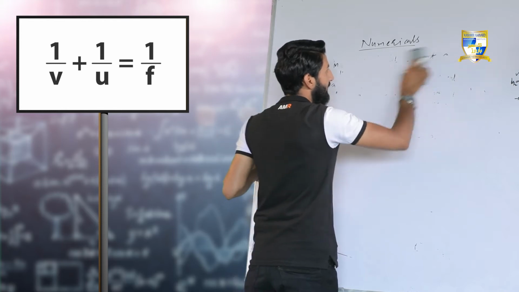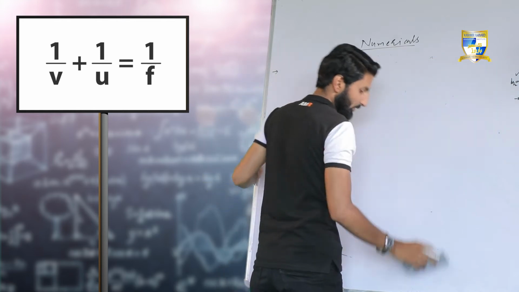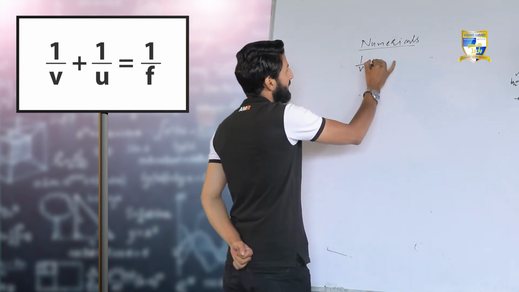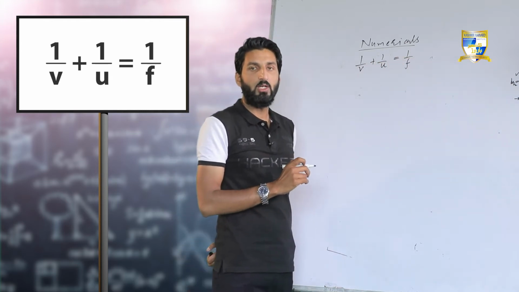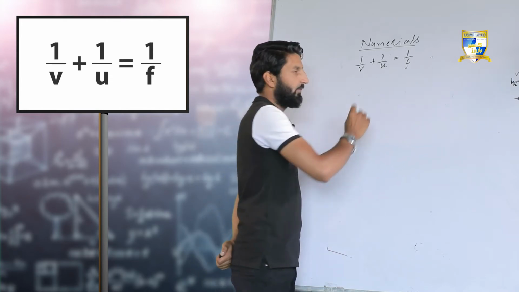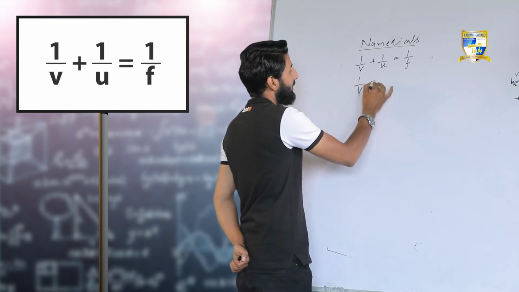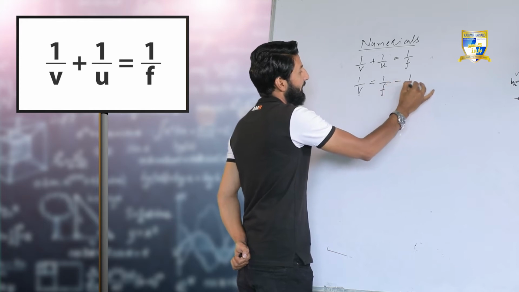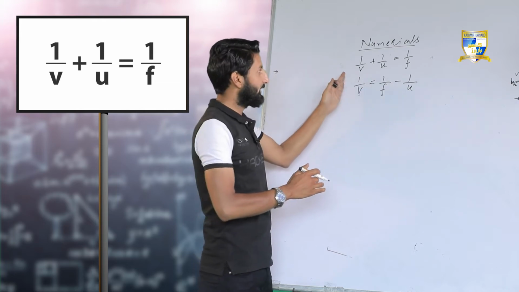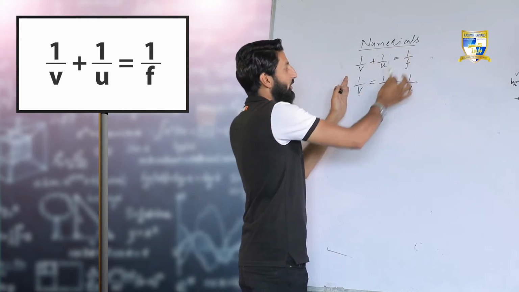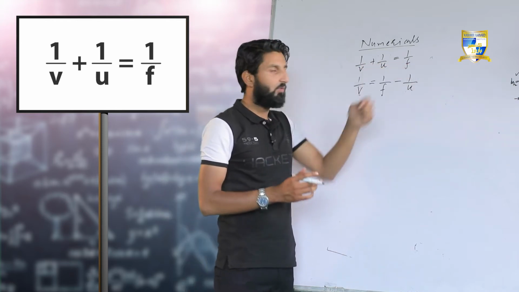We have the formula 1 by V plus 1 by U is equal to 1 by F. Which of the two values are given? U and F, isn't it? U and F are given. So I would transpose it. 1 by V is equal to 1 by F minus 1 by U. I have to calculate V, so I would put it on left hand side and transpose 1 by U, which would come to be minus.